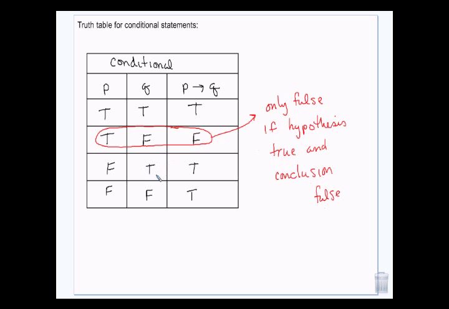And you don't really even have to write these two in because they don't matter anymore. But if it's false and true or false and false, it's still true because the assumption is that if the hypothesis had been true, then it would have happened this way. But since the hypothesis wasn't true, we don't know. So we just assume that it would have gone the way we said.